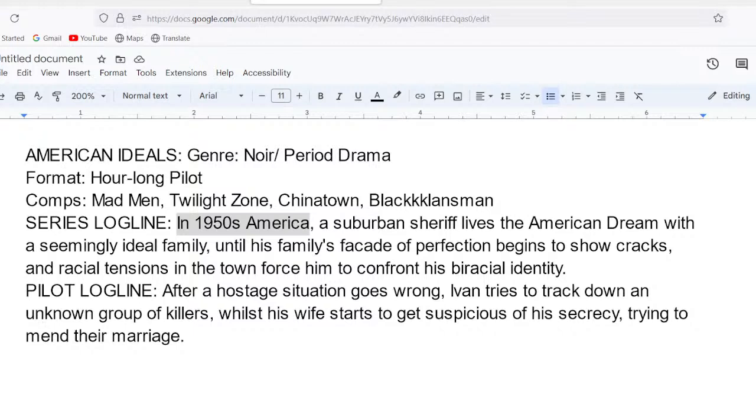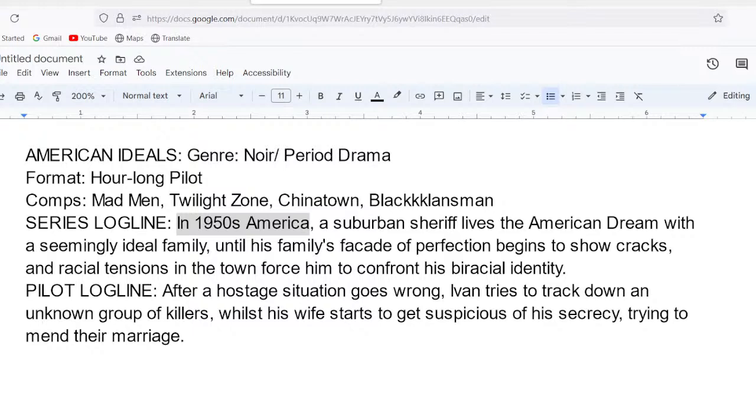So the series and pilot loglines to me sound like two separate shows. Because it doesn't really sound like a suburban sheriff living the American dream. Is the American dream to hunt down killers in a small town? Are you saying that he's always tackling things like hostage situations and that's just part of his normal day-to-day life?